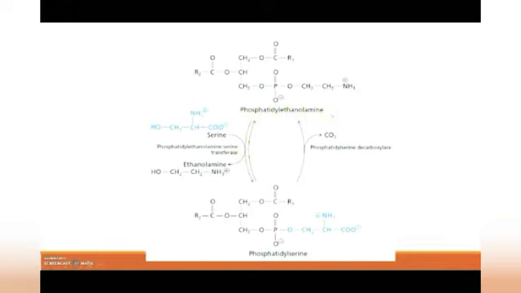The phosphatidylserine is formed from phosphatidylethanolamine, from the reaction that we learned before, by reacting with serine with the help of phosphatidylethanolamine serine transferase, and it will release the ethanolamine here to form phosphatidylserine. The phosphatidylserine can also become phosphatidylethanolamine again by using phosphatidylserine decarboxylase.